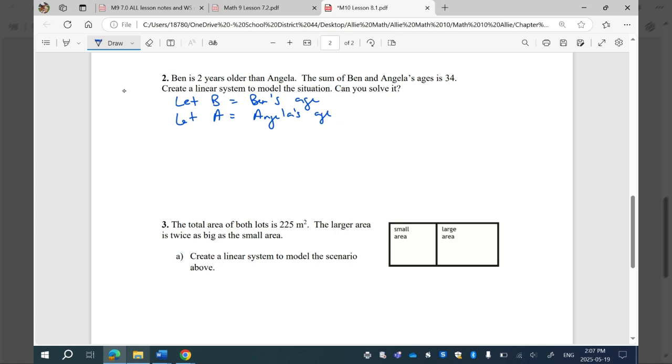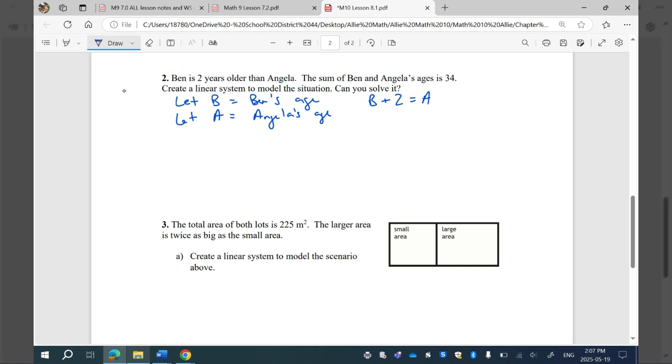And what we know is that B, Ben's age, is 2 years older than Angela. So we know that B plus 2 equals A. Okay, that's that one right there. Ben is 2 years older than Angela, so whatever Angela is, Ben's got 2 years on her.